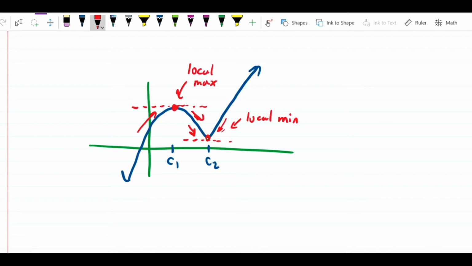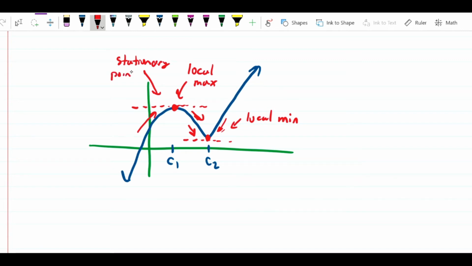Or else there must be a corner where the function makes an abrupt turn from going down to going up, or vice versa. And we can detect these. Actually, let me just give you the name for this. This situation, where the function flattens out and then turns around, is called a stationary point.